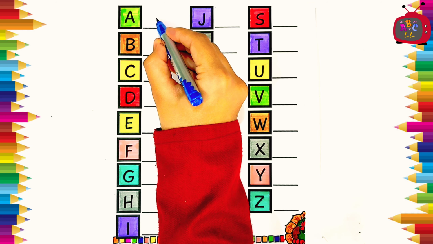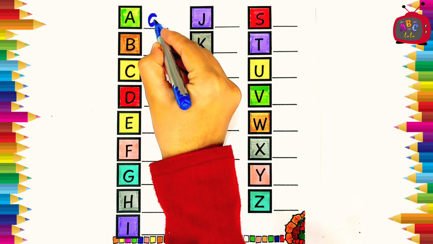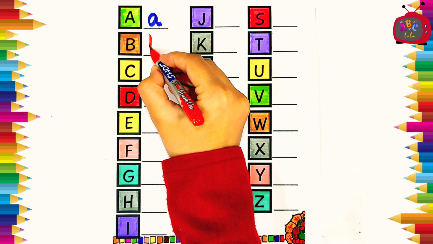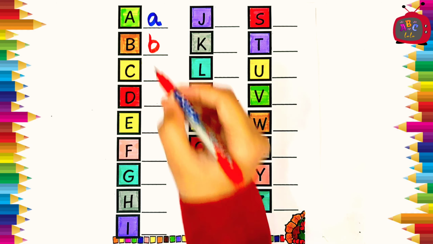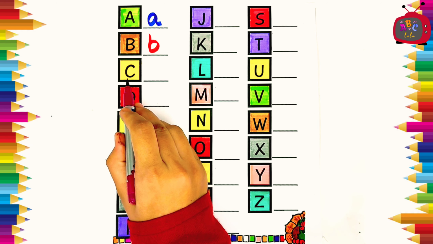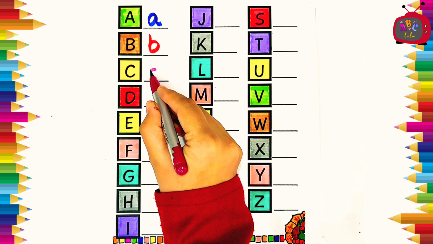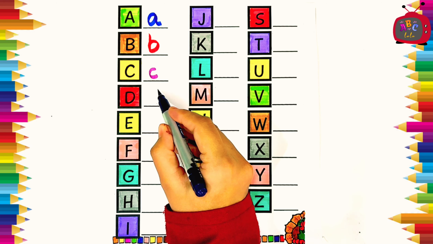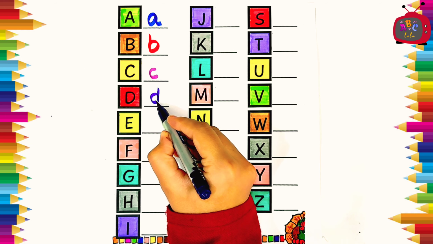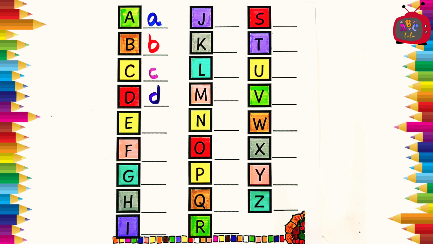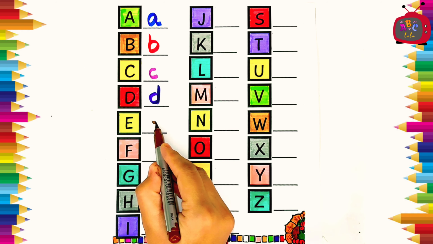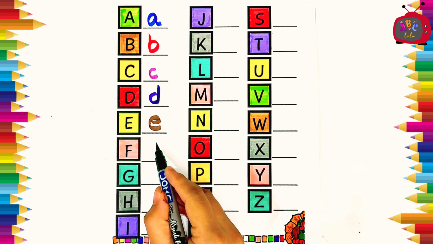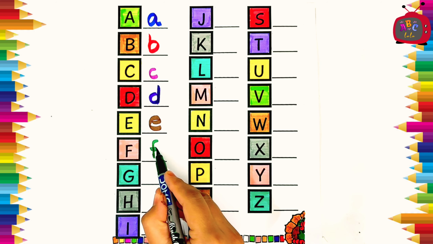Capital A, small a. Capital B, small b. Capital C, a small c. Capital D, a small d. Capital E, a small e. Capital F, a small f.